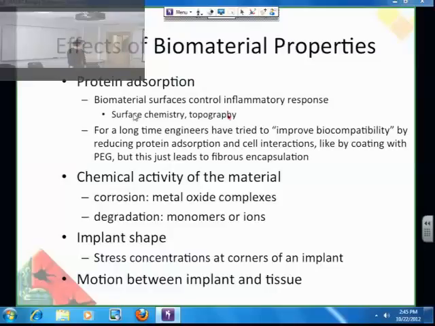Something that is often not really considered is the shape of an implant will affect the inflammatory response. This is not really known why, but we do know that if you have a square biomaterial that you implant, you'll have a thicker fibrous capsule at the corners where stress is concentrated. There's just not a lot known about what the macrophages are actually doing in response to different biomaterials. So it's kind of an exciting time right now to be studying this because so little is known. And then motion between an implant and tissue, you'll see fibrous capsules forming there, even if the material would have been fine if there was no motion. So that's something to think about.